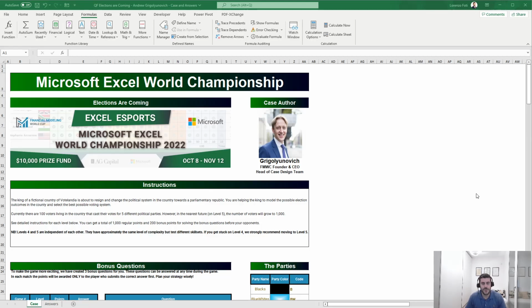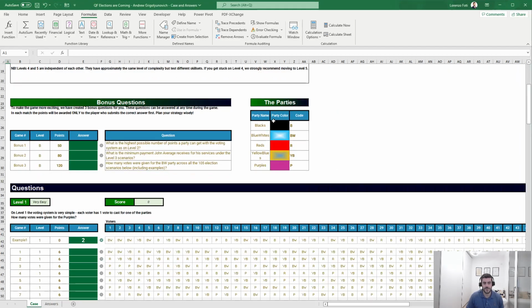Today I'm going to solve this case from, as usual, last year's Microsoft Excel World Championship, which is called Elections Are Coming. It's a pretty fun case which mixes up different skills needed to solve it. In particular, you have some parties and you will need to assess which party is going to win the elections.